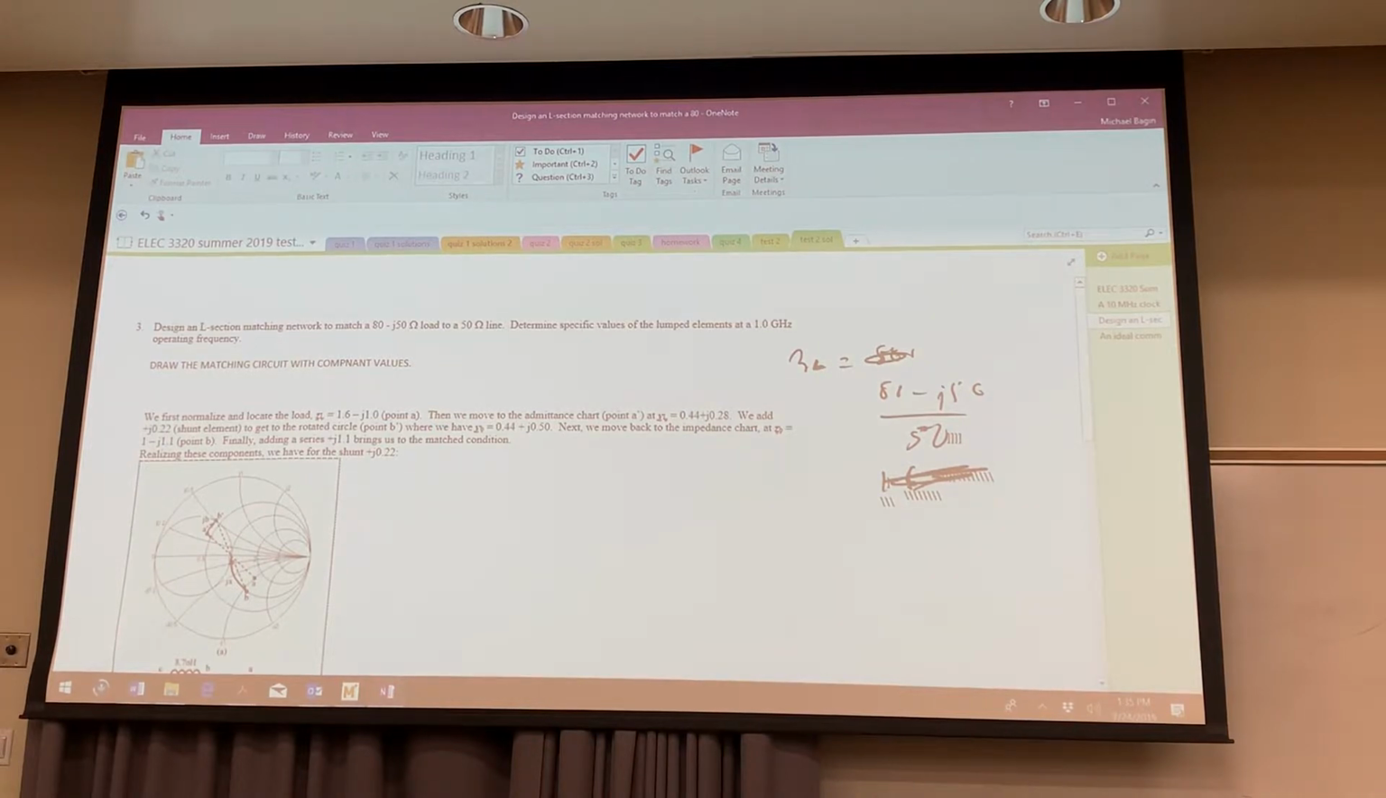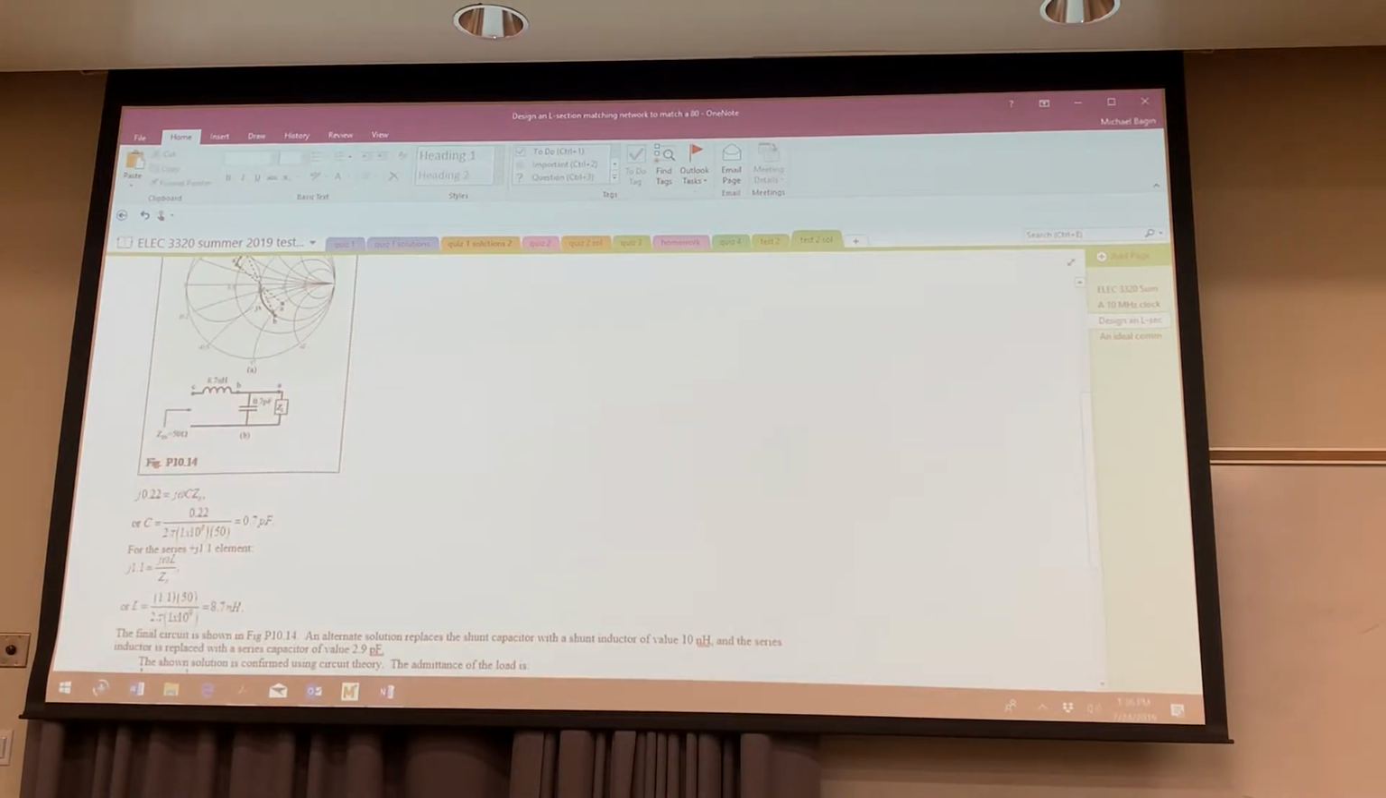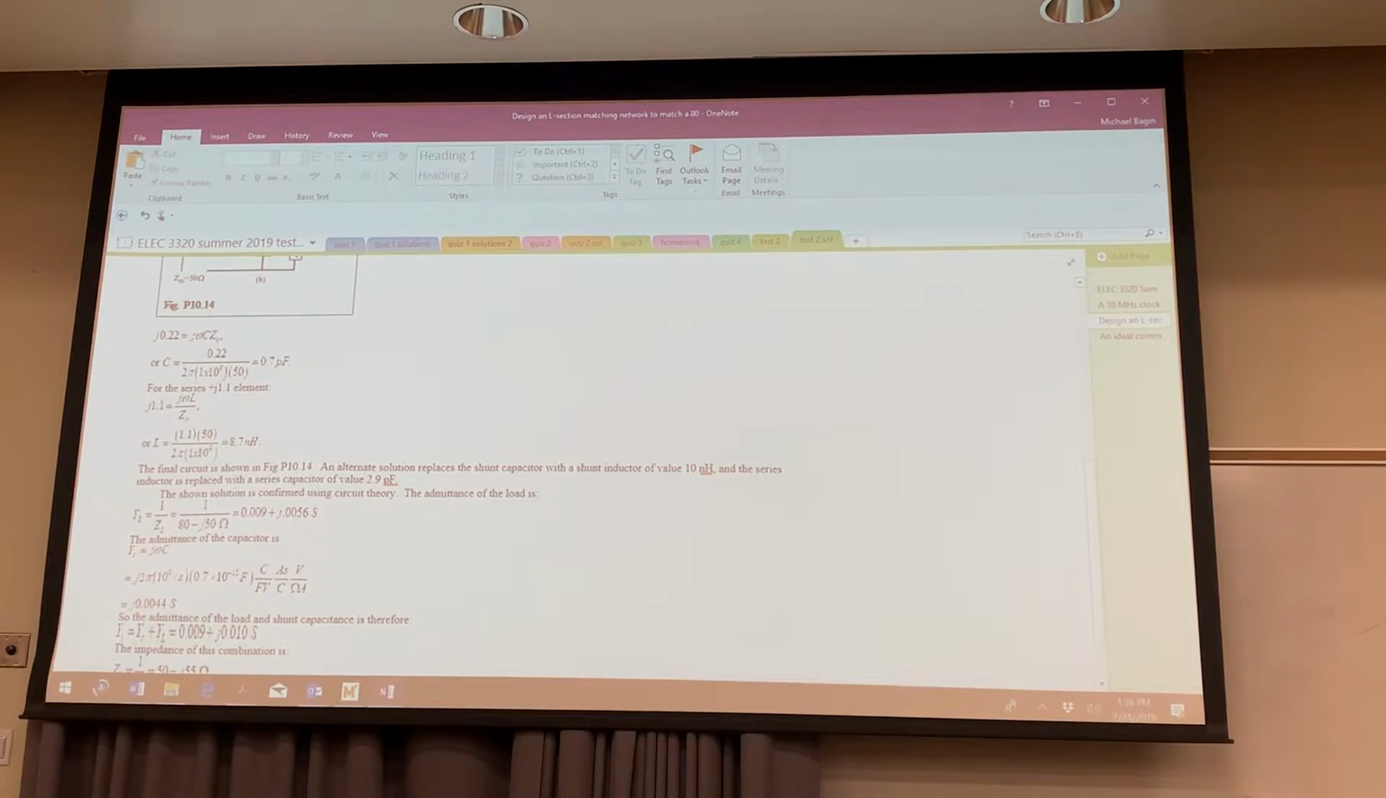So I have to go from there into the admittance domain, 1 over that. Then I have to put something in shunt, which is a capacitor. Do y'all agree with me? And the capacitance has to take that from here, in the admittance domain, to here. And that's where these calculations are shown, that you have to add j0.22 to it to actually get to the rim of a rotated 1 circle. Do y'all see this, class?